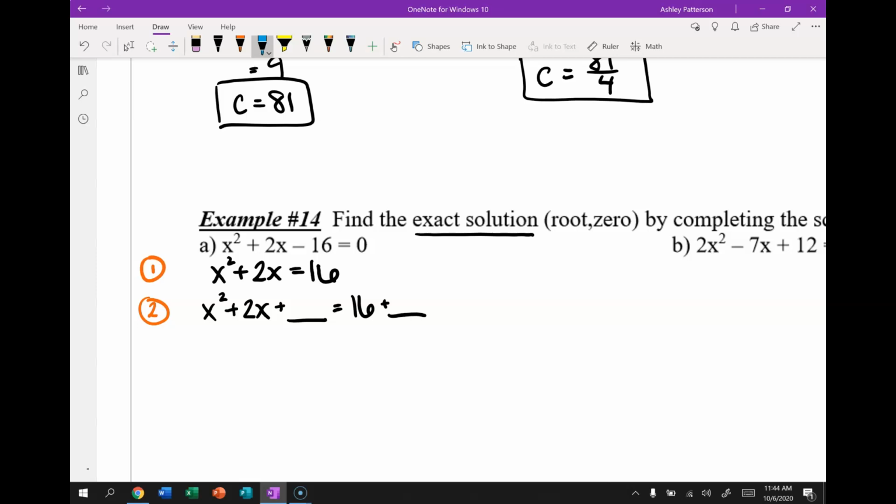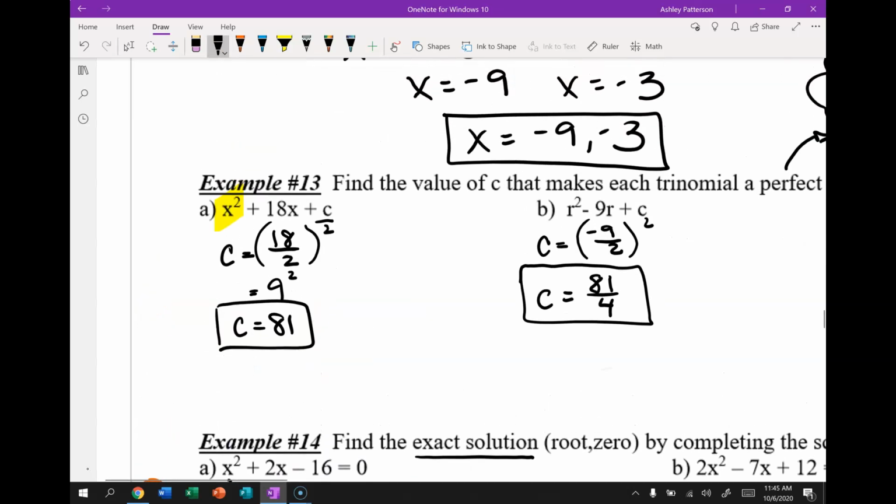All right, so in order to create that perfect square trinomial, hello, thought bubble yet again. I take half of my middle term, which is 1. I square it. So we're adding 1 to both sides. Okay, step 3, factor and simplify.